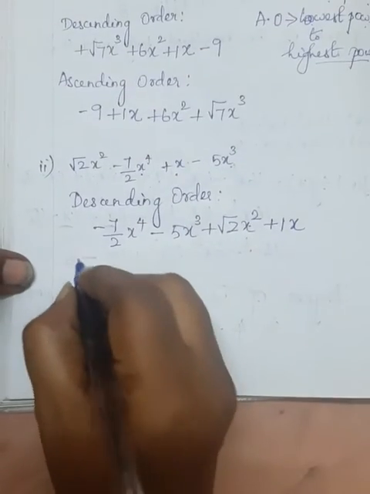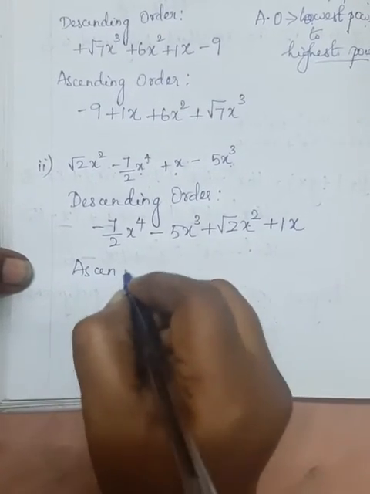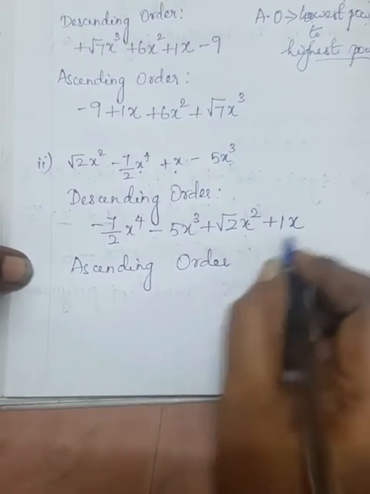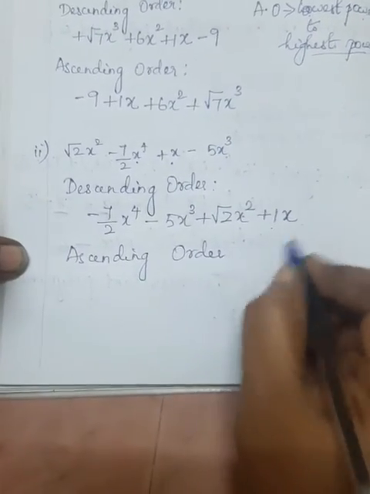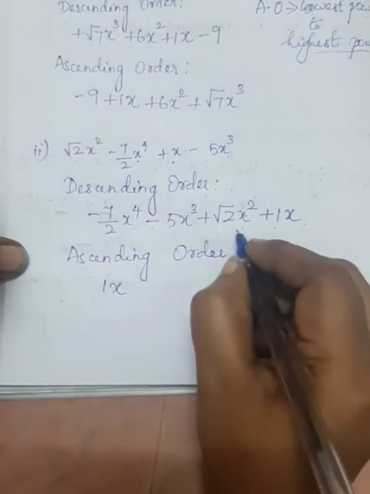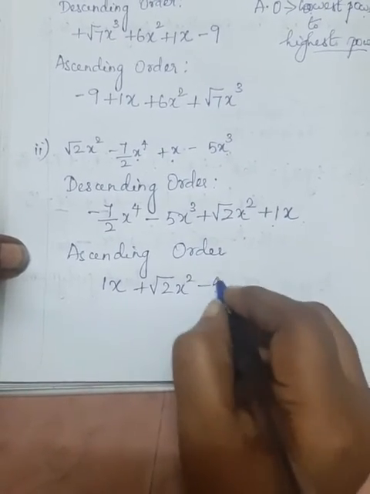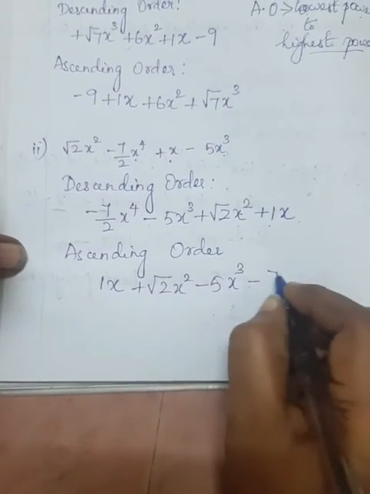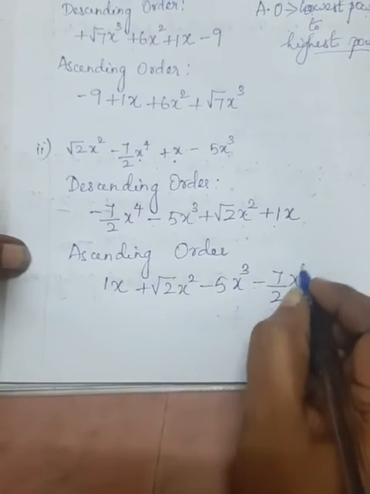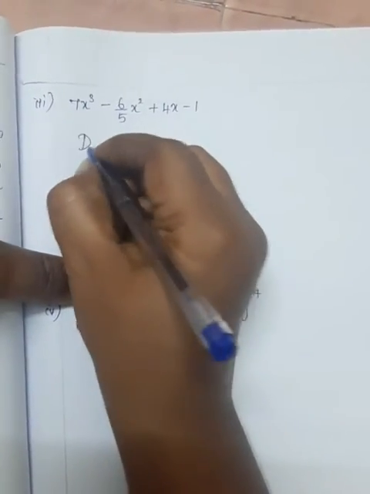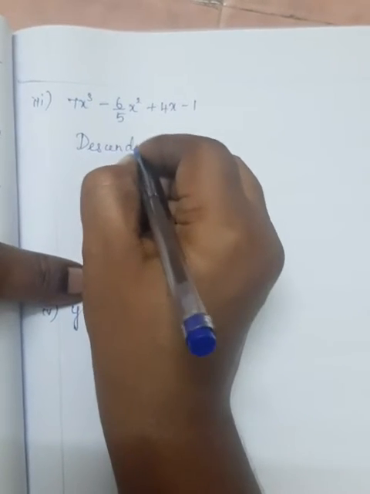Okay children, now write the ascending order. Ascending means lowest power to the highest power. Just reverse this and write 1x first, plus 1x plus root 2x square minus 5x cube minus 7 by 2x power 4 is the answer. Okay, so now let's see the third subdivision. What is descending order? Write the descending order first.